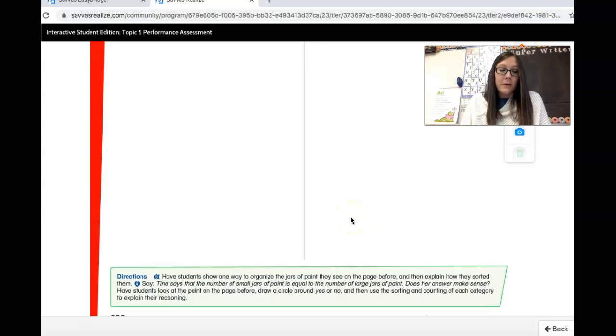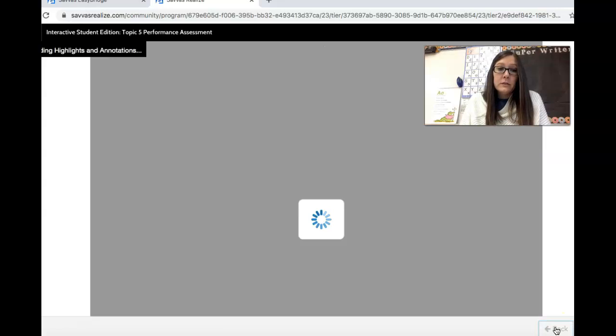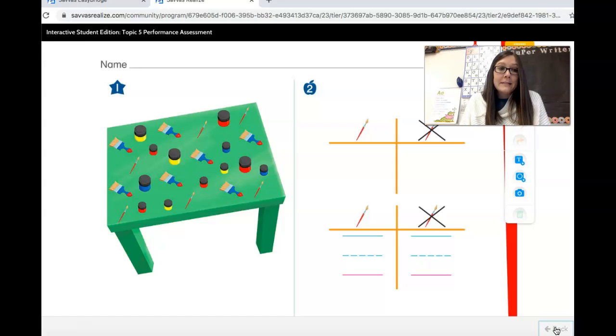Here we go. All right, for number 3 fish, can you show one way that we could organize the jars of paint that we saw on that previous page? There are lots of different ways that we could sort or classify the paint jars. Let's take a look at these. We could do reds and not red.